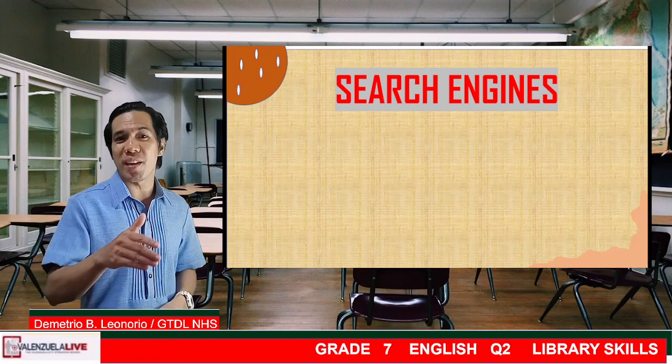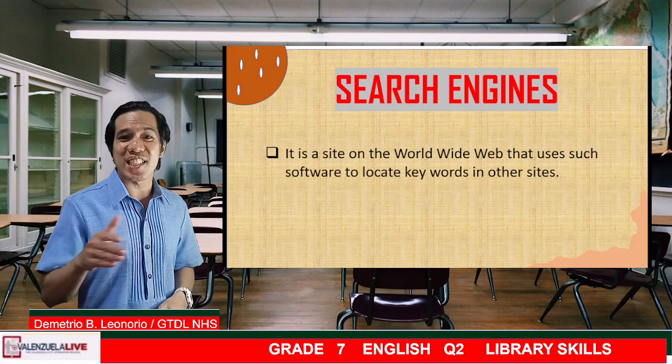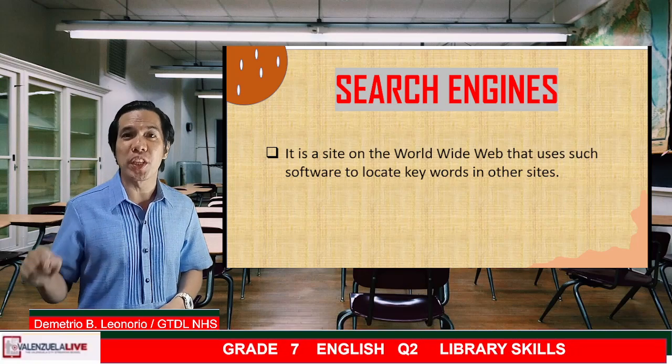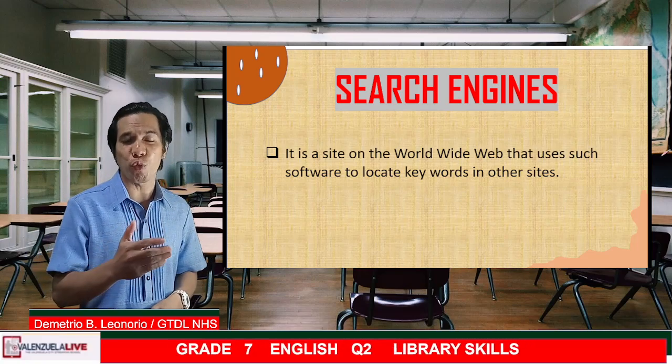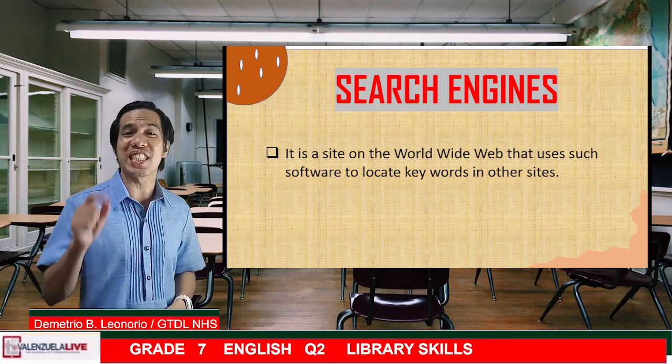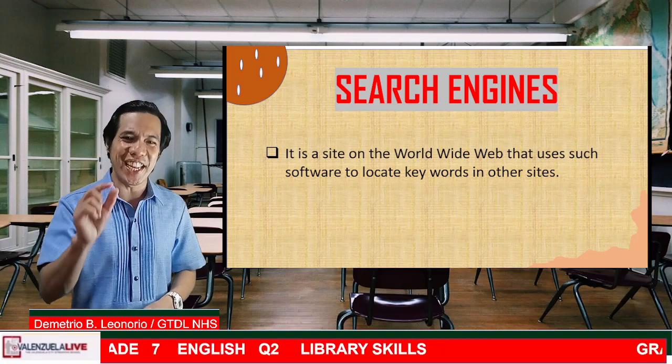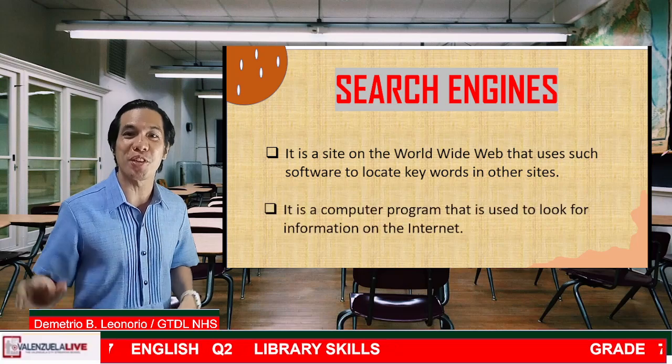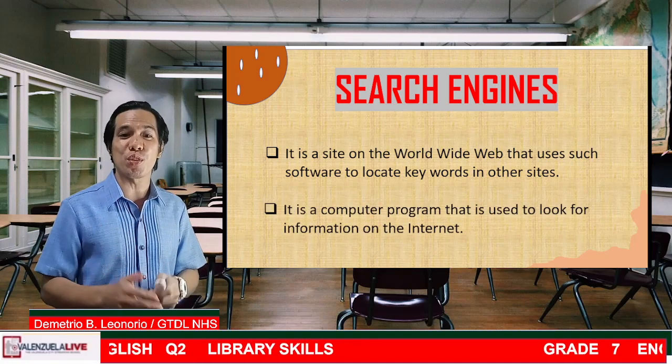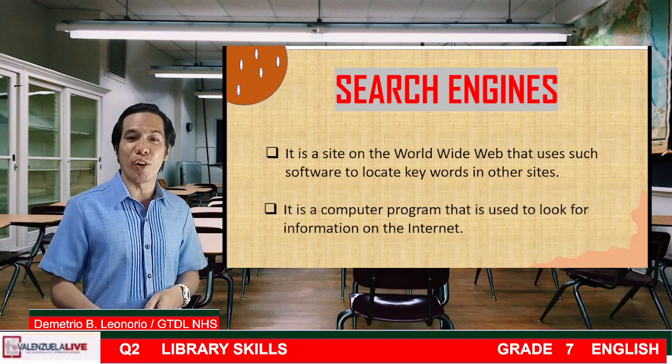By the way, what is a search engine? According to Merriam-Webster, it is a site on the World Wide Web that uses such software to locate keywords in other sites. In simple terms, it is a computer program that is used to look for information on the internet.